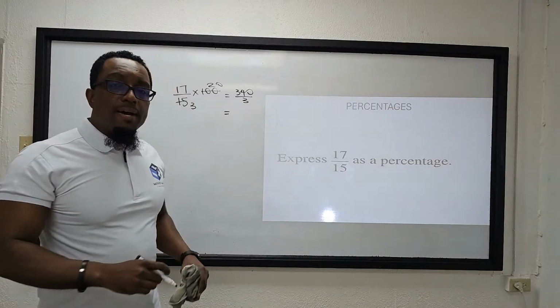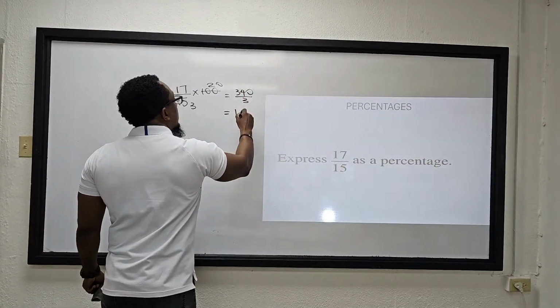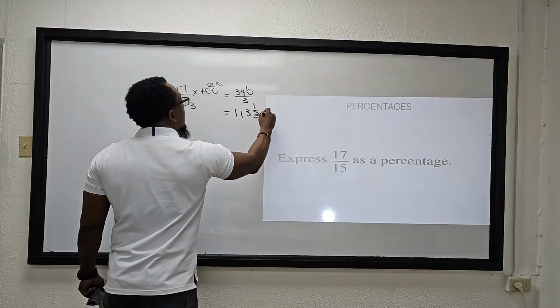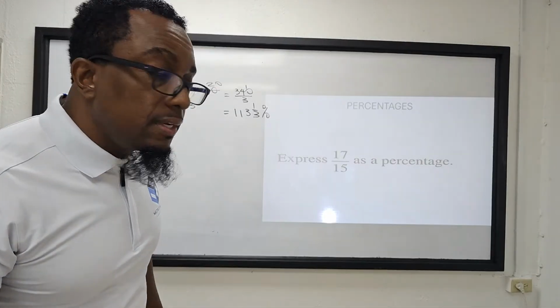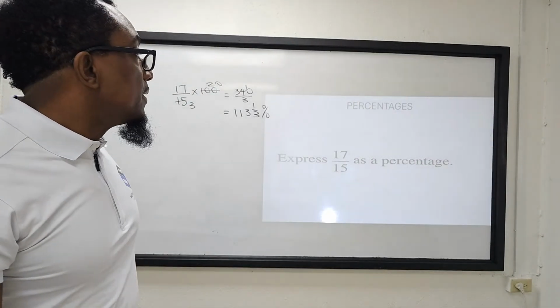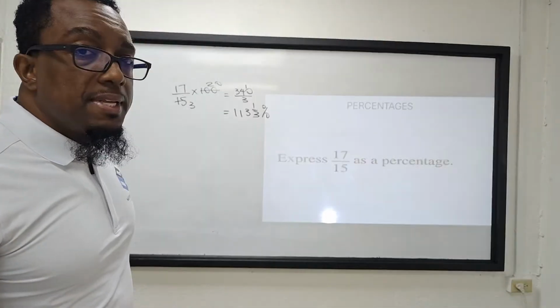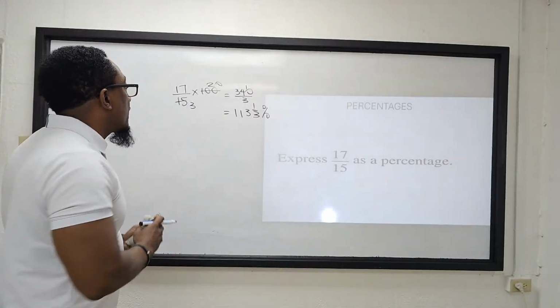And 340 divided by 3 will give me what? 3 into 3 is 1. 3 into 4 is 1, remainder 1. 3 into 10 is 3, that's 9, remainder 1. So I'm going to get 113 and a third percent. That's expressing 17 over 15 as a percentage. Simply 17 over 15 times 100. Okay, let's look at another.